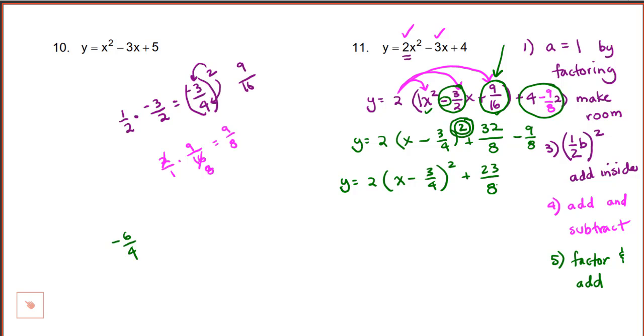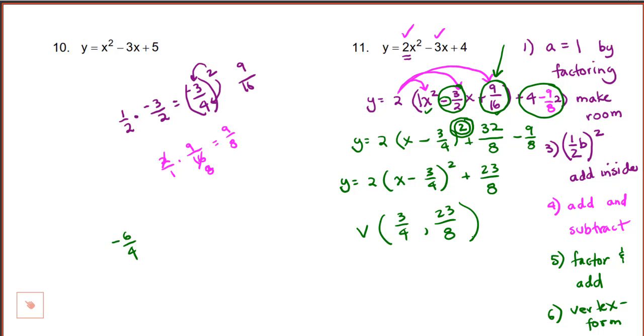And then your vertex. So then, now I have it in what they call vertex form. Why do you think they call it vertex form? Because you can see the vertex. And so the vertex is what? 3/4 to the right. And then 23 over 8 up.